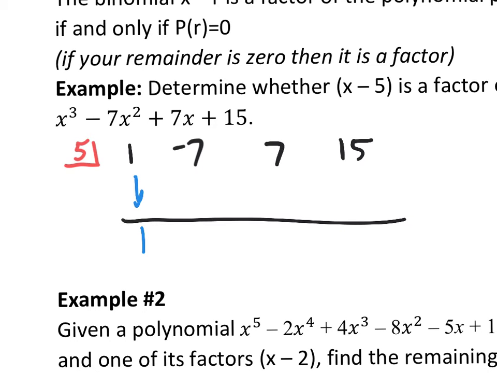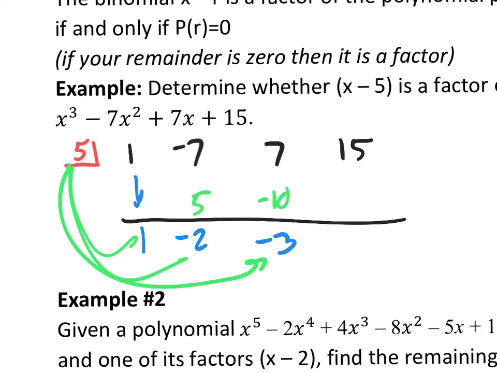1 plus nothing is 1. 5 times 1 is 5. Negative 7 and 5 is negative 2. 5 times negative 2 is negative 10. This will give us a negative 3, and a positive 5 times negative 3 is negative 15. And then, last but not least, the remainder is 0.